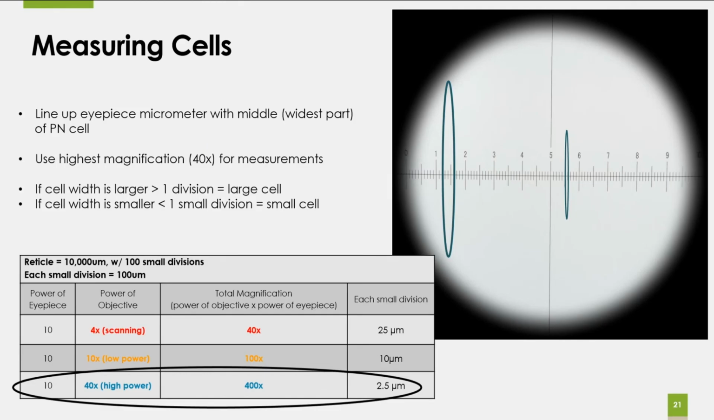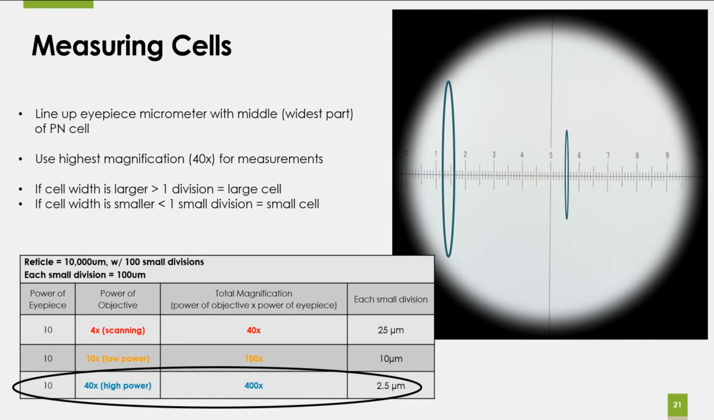Measuring cells. This table, I know it may seem complicated. All you really need to know is that if you're measuring cells, you want to do it at the highest power, which is 40x power. It's the blue objective on my microscope. And what I have in my microscope is called a reticle, and it's basically a very, very tiny scale that you put into the eyepiece.